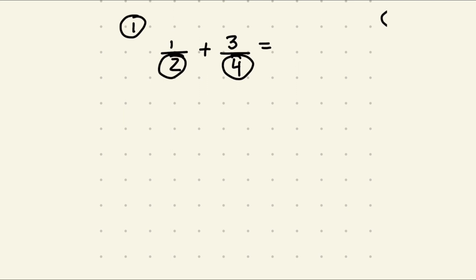So let's start with this. We have 1 over 2 and 3 over 4. Are the denominators the same? Clearly not, so we can't add them. Now, how do we make the denominators the same? So it's actually pretty simple.